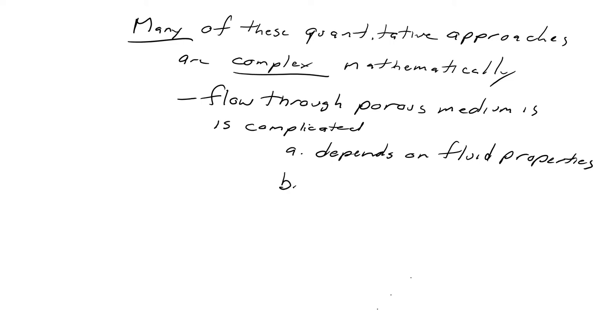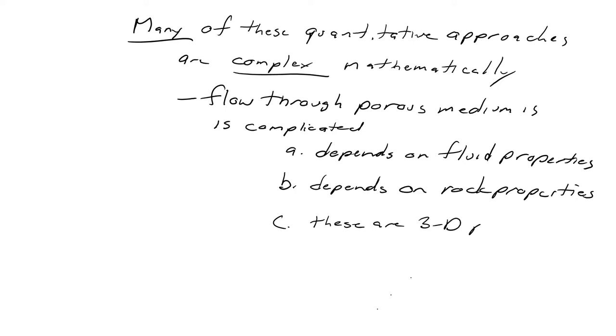And really what makes it quite difficult is that it depends on the rock properties. Stuff's flowing through tiny little cracks and crevices in rocks. And these rocks vary from place to place. And even within a sandstone, it can vary. And that makes finding a mathematical way of estimating what goes on in the ground pretty tough. And finally, and this is really what makes the math awful for most of these equations, is that these are three-dimensional problems. And three-dimensional mathematics are really complicated.